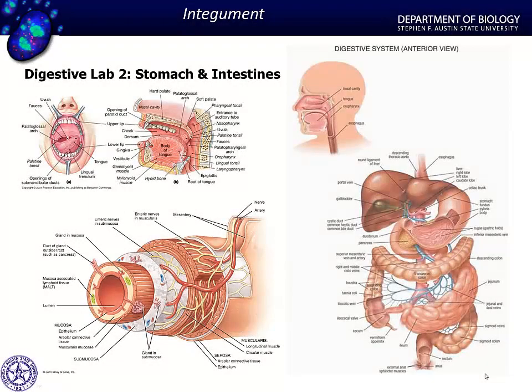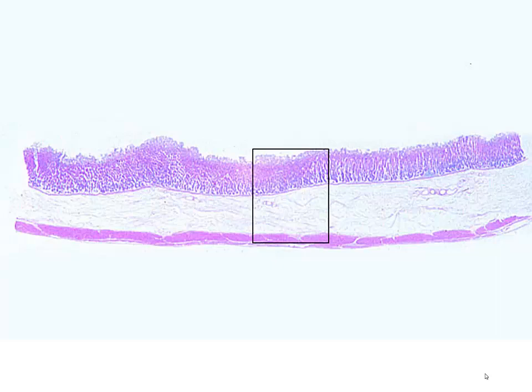Welcome to our second Digestive Lab podcast, and we're going to start with the stomach and go throughout the intestines. So as we look at the stomach, we're going to be looking at different regions of the stomach as we look at the cardiac region, fundic region, the body or the corpus of the stomach, and the pyloric region.